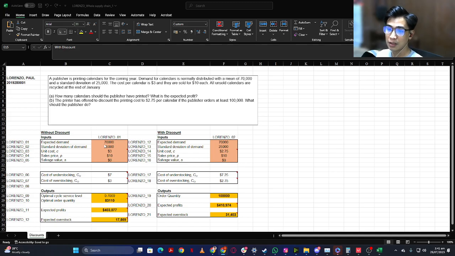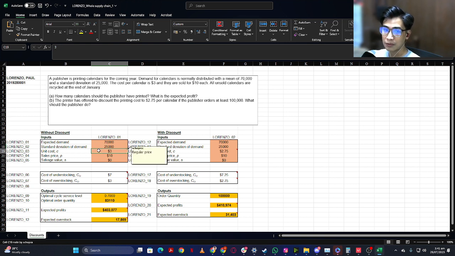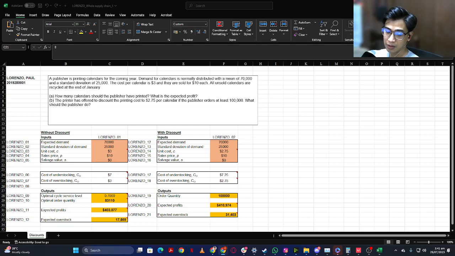We have a given here of 70,000 as the demand, and the standard deviation is 25,000. The unit cost is $3 for the regular price, the sales price is $10, and the salvage value is 0. So let's calculate. The cost of understocking, or CU, is equal to the sales price minus the unit cost. That's 10 minus 3, which equals $7, as you can see in the formula.